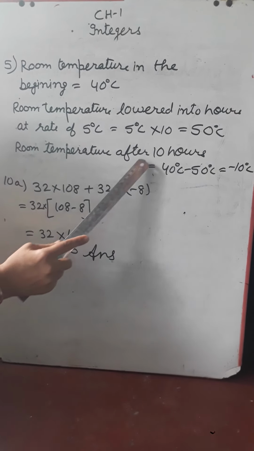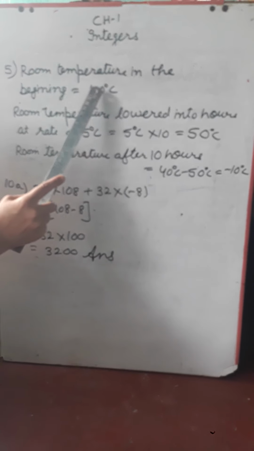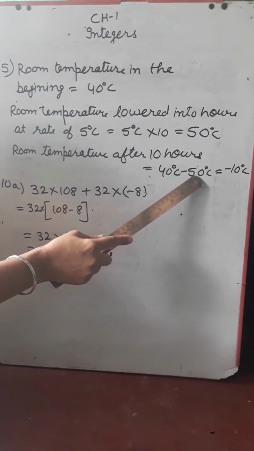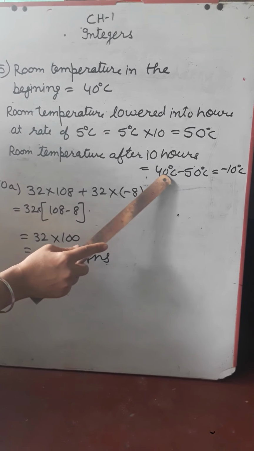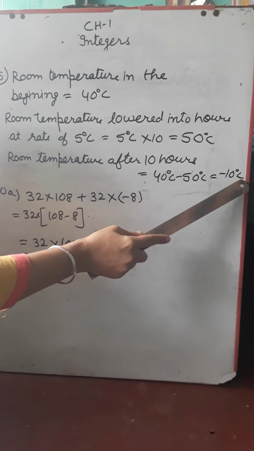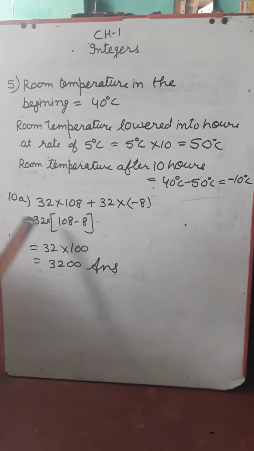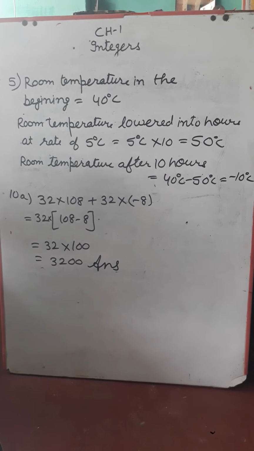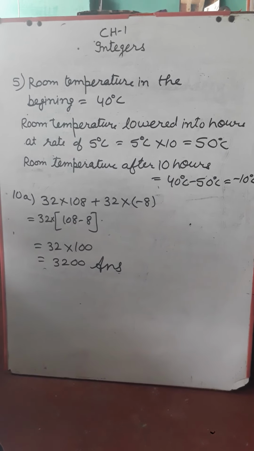Now room temperature after 10 hours is 40 degrees Celsius in the beginning temperature and minus 50 degrees Celsius because room temperature is lowered. So 40 degrees Celsius minus 50 degrees Celsius, what we will get? Minus 10 degrees Celsius.